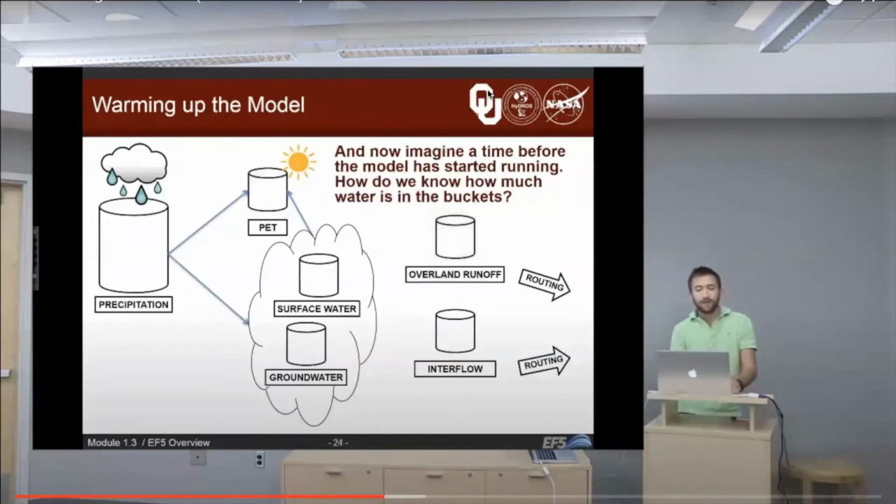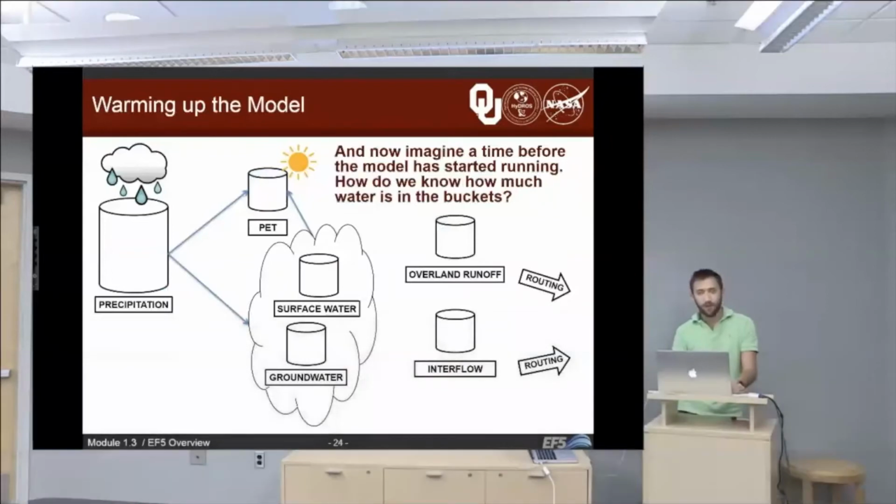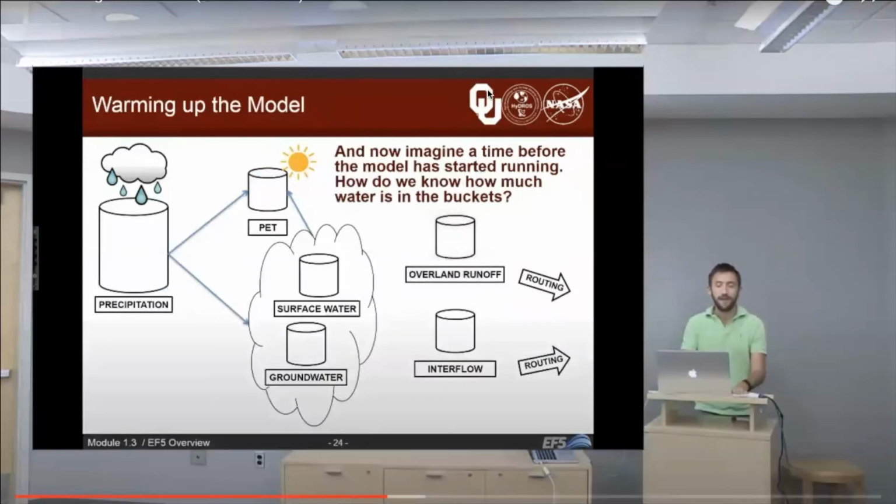Now we want to imagine a time before the model has started running, and all the buckets are empty. And we need to know when the model first starts, how much water is in all those buckets to start with. Ahora imagine un tiempo antes de que el modelo haya comenzado a funcionar. Todos los baldes están vacíos y no sabemos cuánta agua tenemos para empezar a correr el modelo.